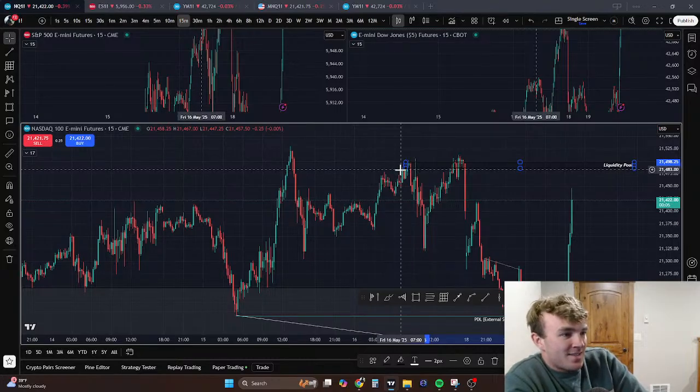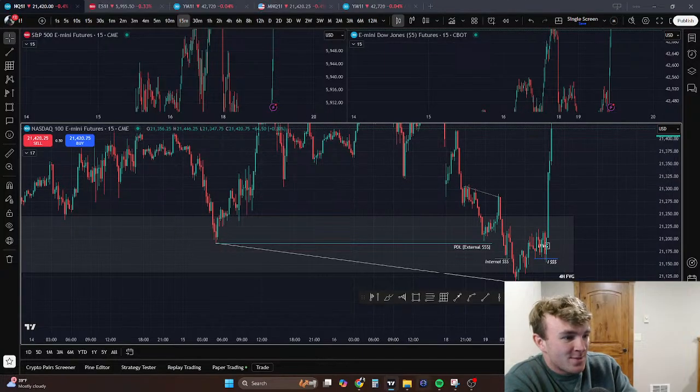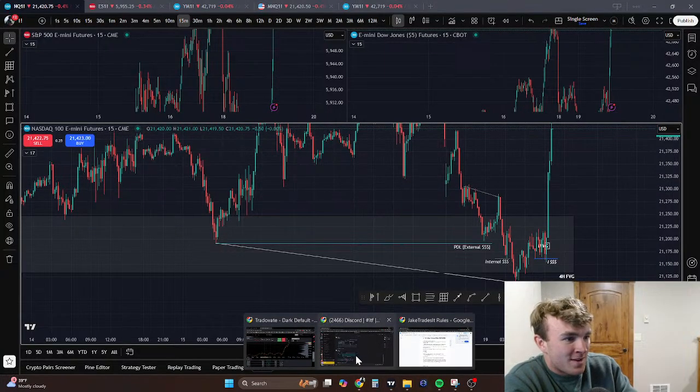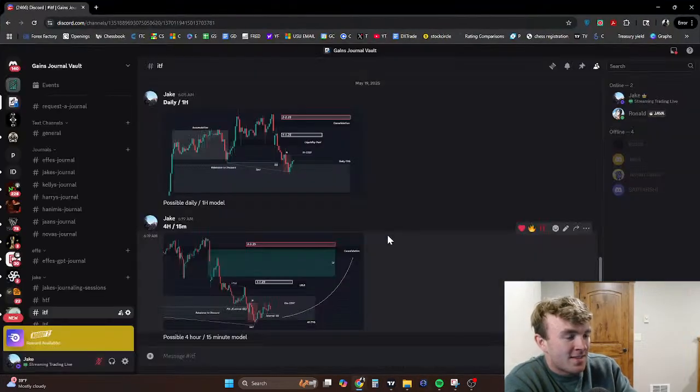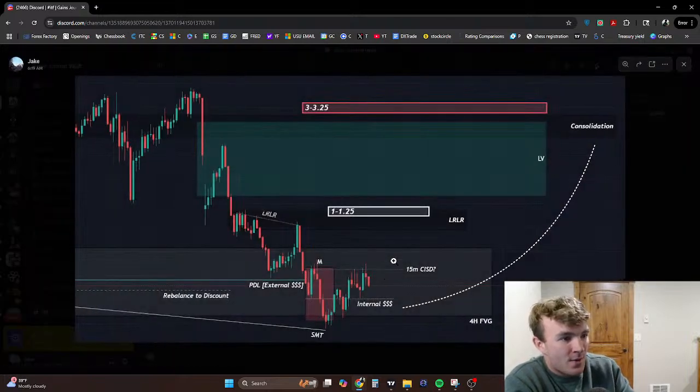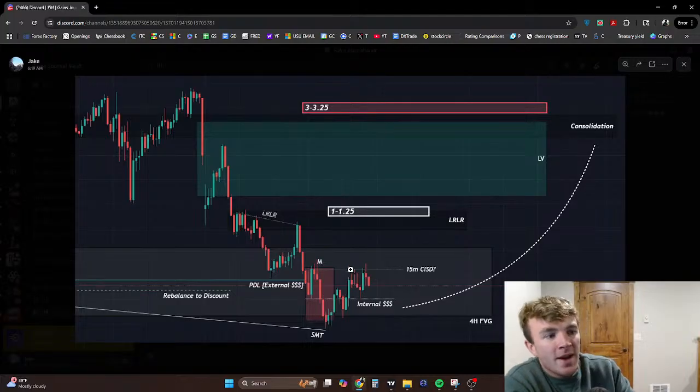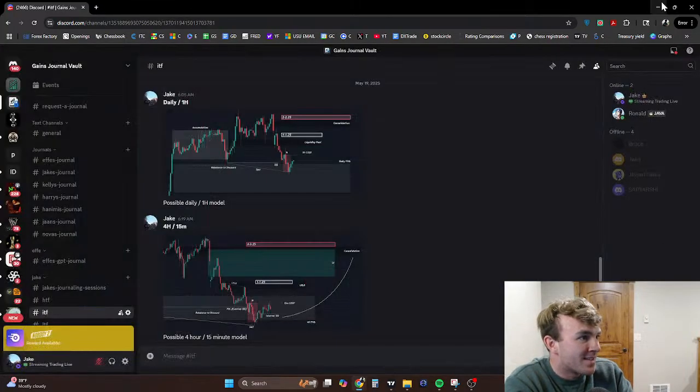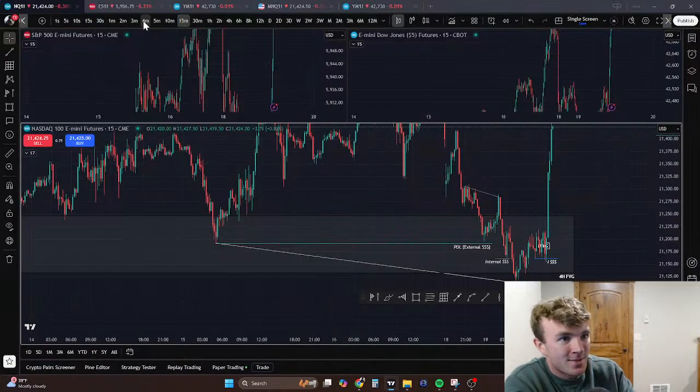I know I can. You saw me frame this whole model this morning, right? I had this entire model framed this morning. I said this is probably a 4-hour, 15-minute model. Even before we had to change the state of delivery, I was saying this was probably gonna be a buy model. And then we get the buy model.